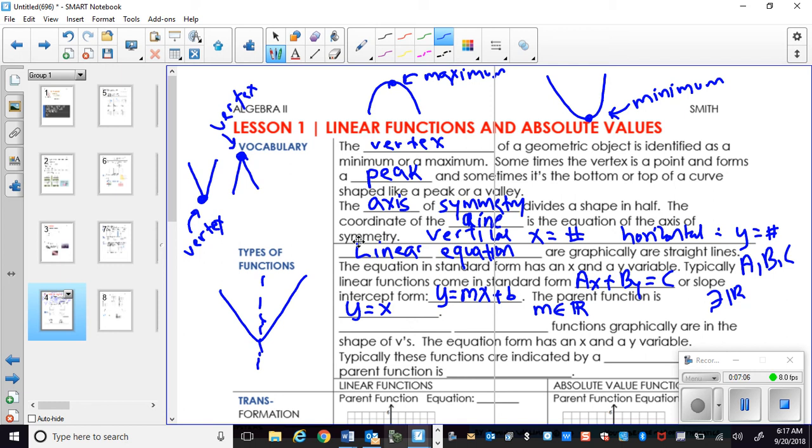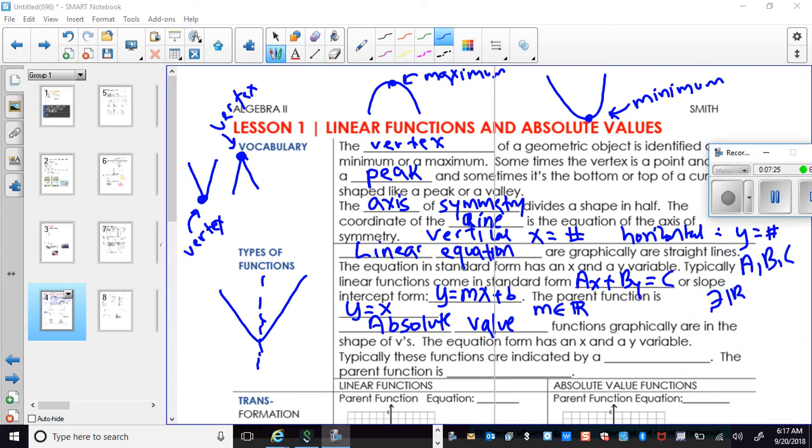Okay? Now, absolute value functions, they're not straight lines. These are your v-shaped functions, and graphically they are in the shape of a v. The equation form has an x and a y variable, and typically these functions are indicated by the absolute value symbol. The parent function is y equals the absolute value of x. So far so good, guys.